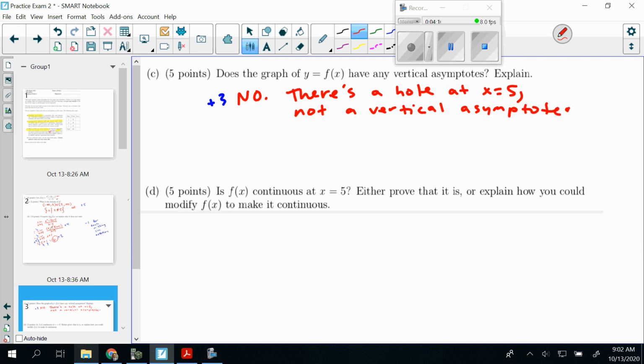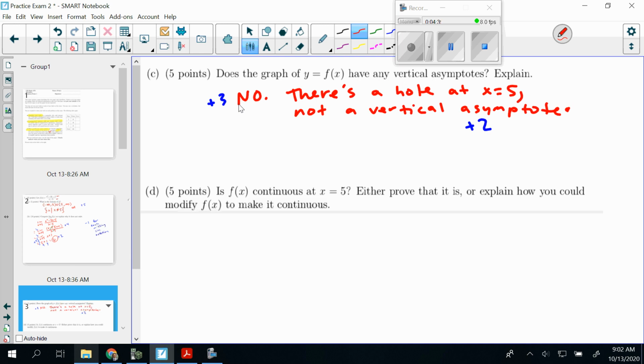So something to that effect would have been the explanation of 2 points. We also know it wouldn't have been a vertical asymptote because the limit, if you approach 5 and it was an asymptote, there should be infinity or negative infinity, so you could have written something about that as well.